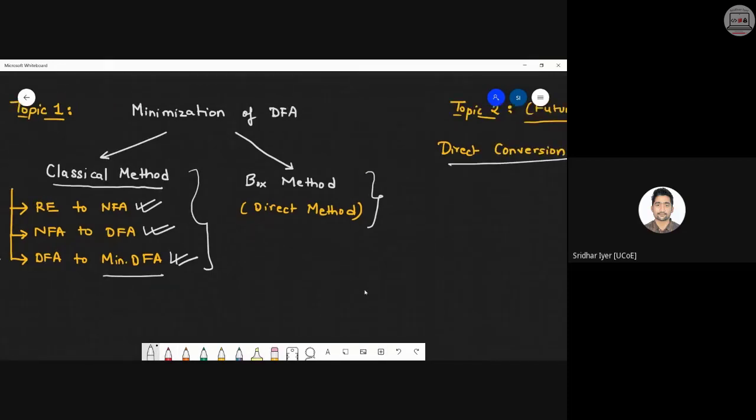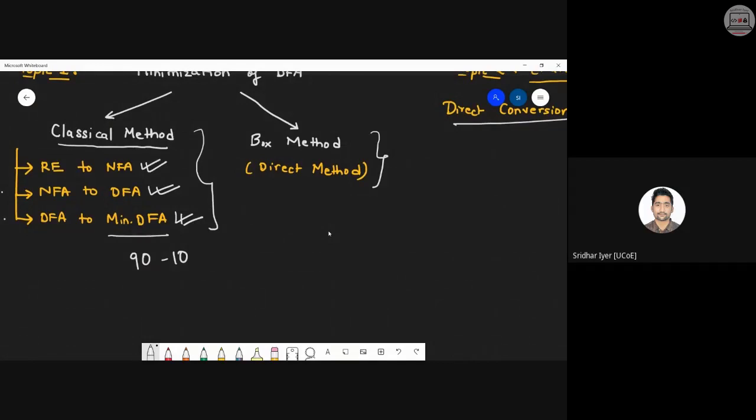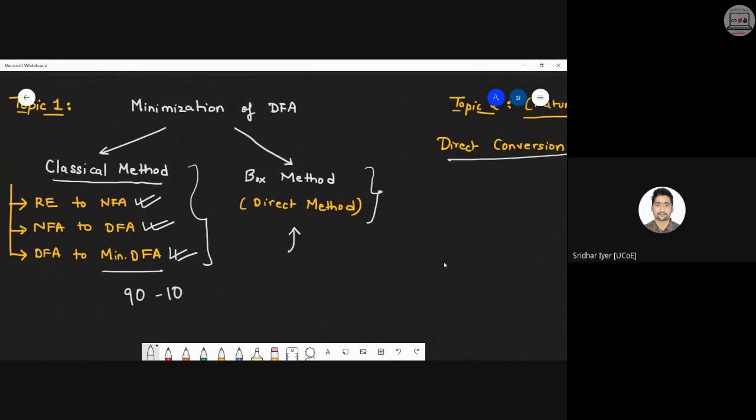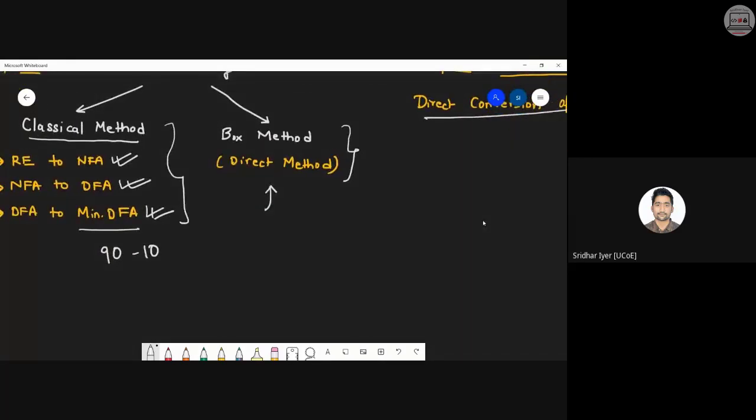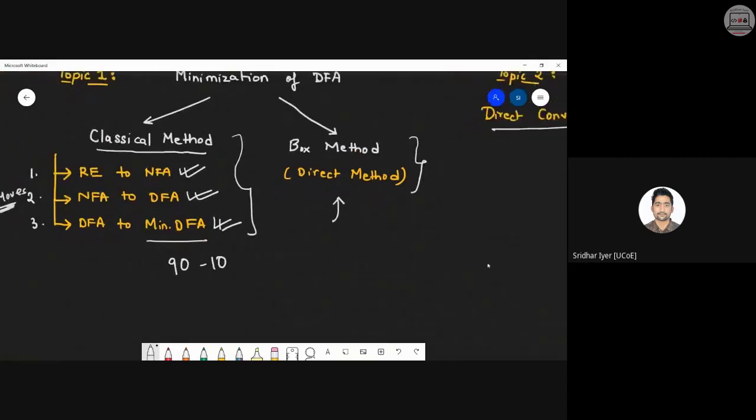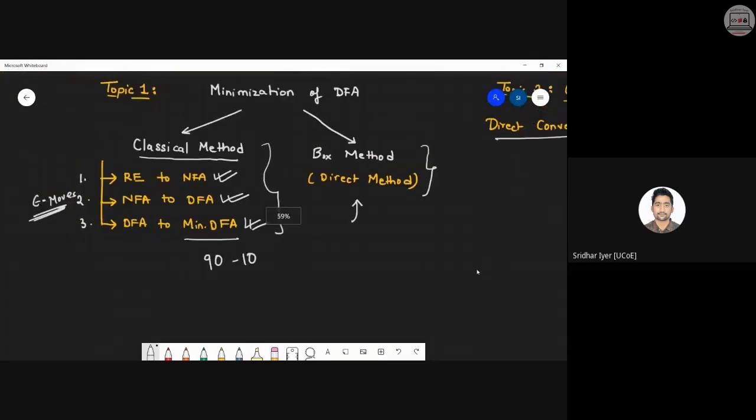Second type is box method. Very few questions come on this particular type. Most of the questions are asked on classical method. So I would say that a 90 to 10% ratio is set for classical method to box method. So I won't be focusing much on box method. I will most probably solve one question and tell you how exactly box method is different from classical method. So we will be solving three problems on classical method today and one problem on box method. If time permits, I can go ahead with the next concept, or I can give you a few more practice problems. Okay. So if I'm clear with this, we can quickly start with today's agenda.